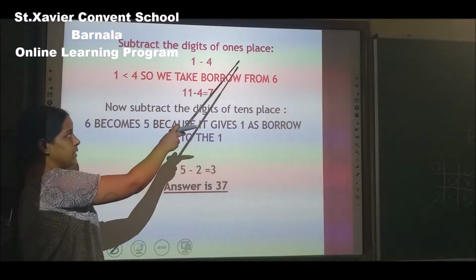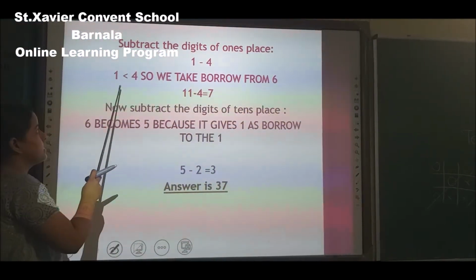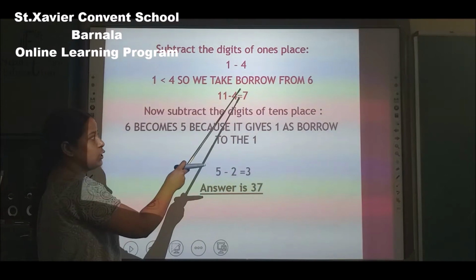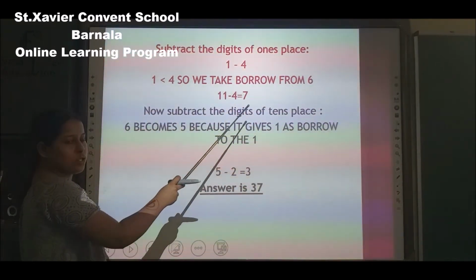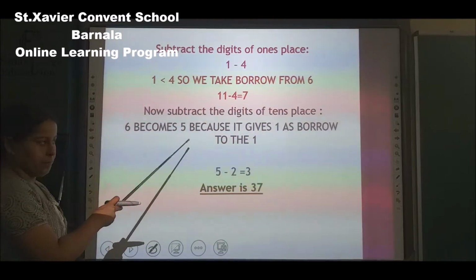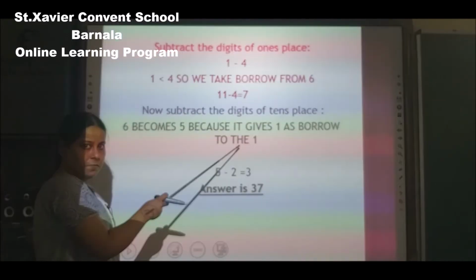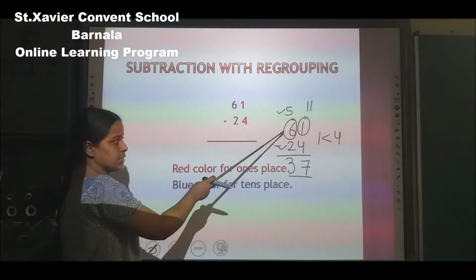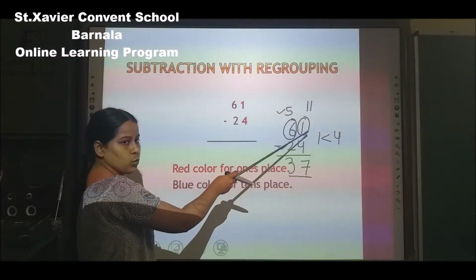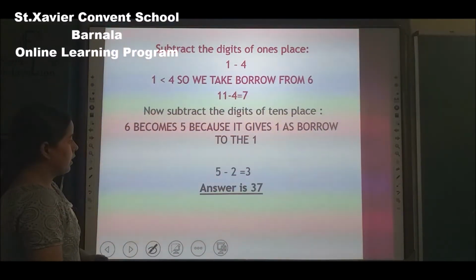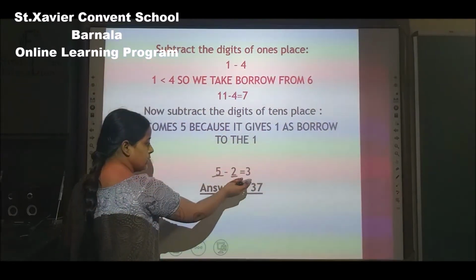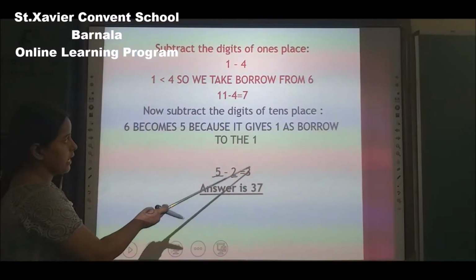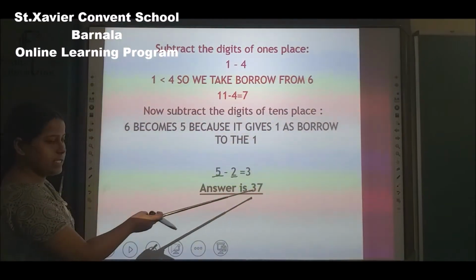Subtract the digits of ones place. 1 minus 4. 1 is smaller than 4, so we take the borrow from 6. 11 minus 4 is equal to 7. Now subtract the digits of tens place. 6 becomes 5 because it gives 1 as a borrow to the 1. After that 5 minus 2 is equal to 3. So the answer is 37, with 3 at the tens place and 7 at the ones place.